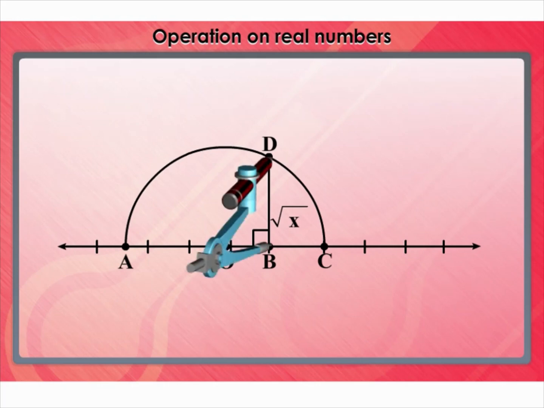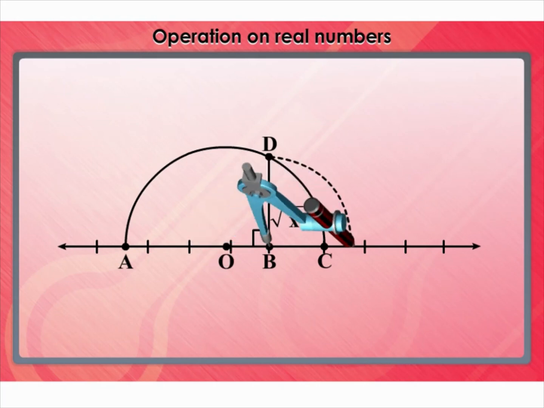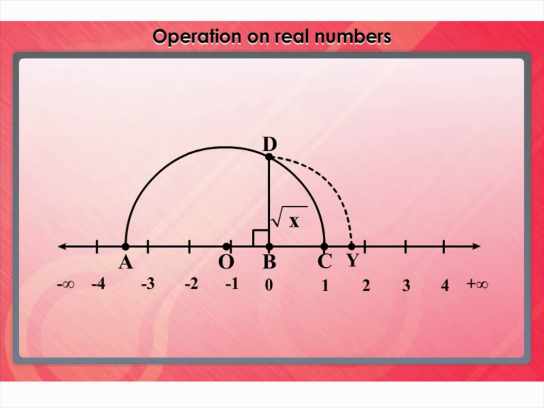Take the compass, put the pencil in it, and place the sharp pointed end at B. Extend the other end of the compass till D. Draw an arc with B as center and BD as radius, which intersects the number line at some point. We consider this point as Y. Since BD is square root x, the length of BY is also square root x, because we have drawn an arc from D with center at B. Hence Y represents root x. From this we learned that the square root of any positive real number can be located on the number line.